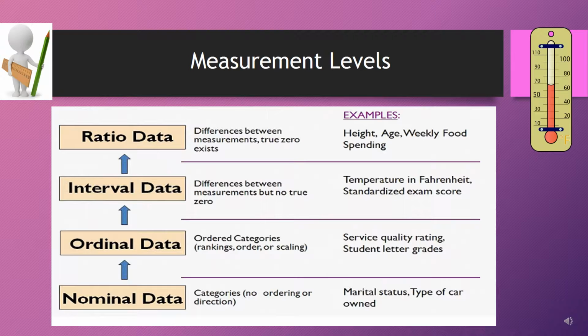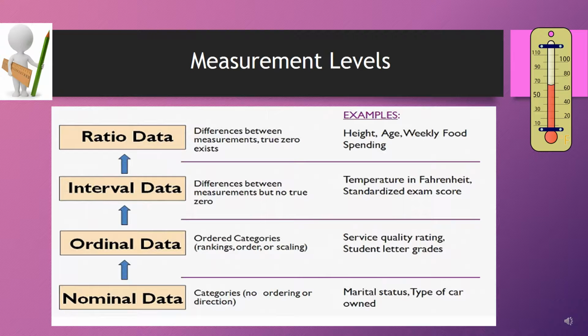A variable's attributes or values are mutually exclusive if every case can have only one attribute. A variable's attributes or values are exhaustive when every case can be classified into one of the categories.